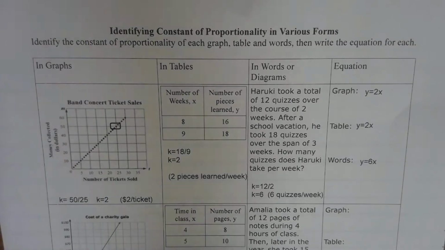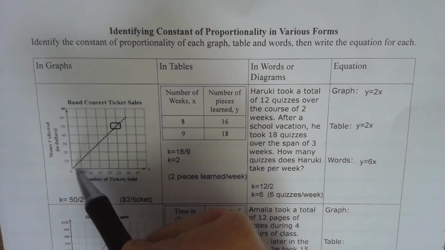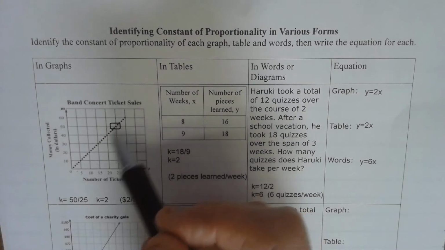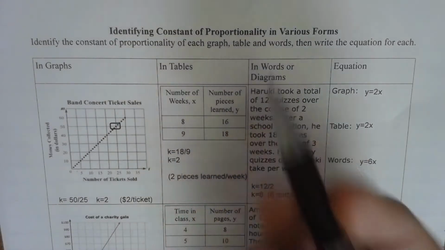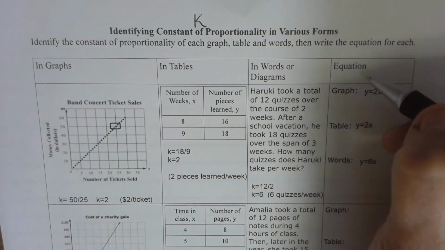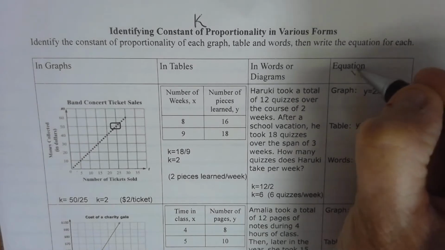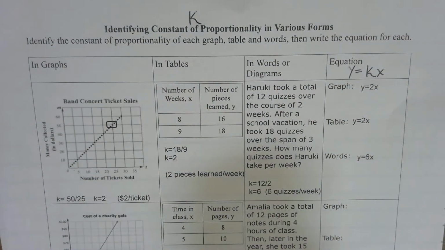We have learned that a graph is proportional if it is a straight line that goes through the origin. And if a graph is proportional, we can find the constant of proportionality, which is k. That's k. And we can write an equation, y equals kx, where we plug the k in.